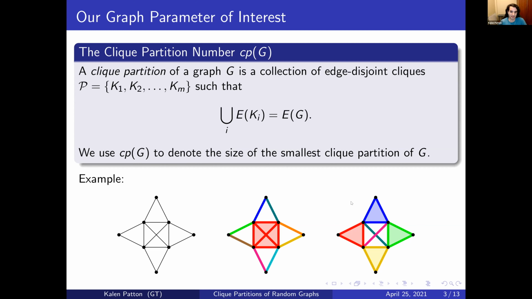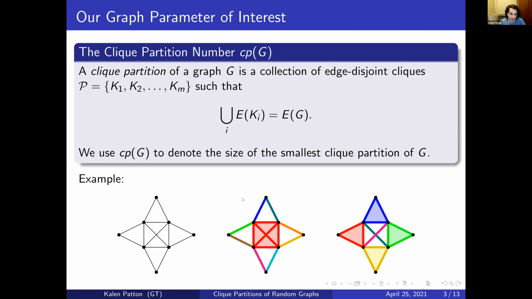We can see an example of this down here at the bottom. If you look at the graph on the left, one way we can come up with a clique partition is in the middle. If we take this clique of size 4 and then take all the remaining edges as 8 cliques of size 2, that gives us a clique partition of size 9. And perhaps another way that might be a little more efficient, we could also take these 4 triangles as cliques of size 3, and then take the remaining 2 edges as cliques of size 2 and get a clique partition of size 6. And so in general, we're going to be looking at how to determine the size of the smallest clique partition of G. And we're going to call that the clique partition number.